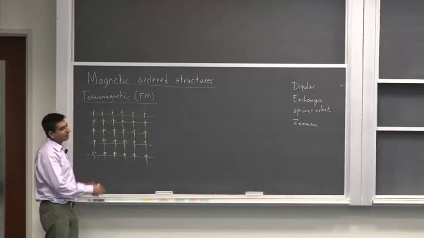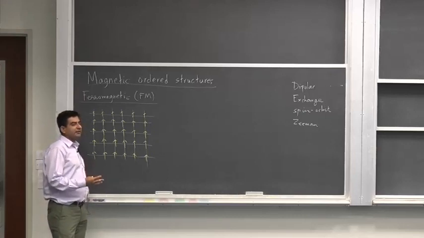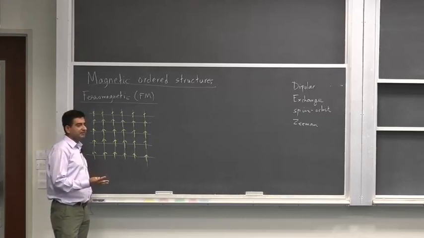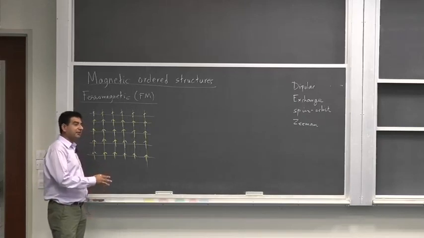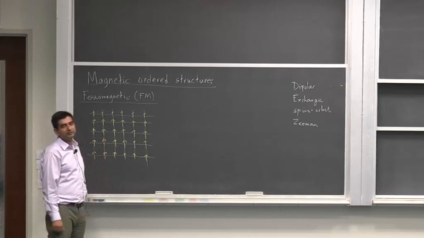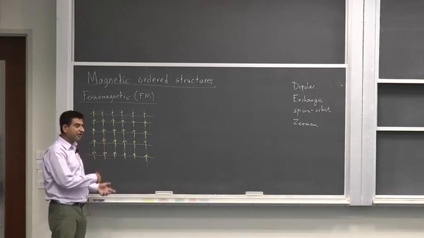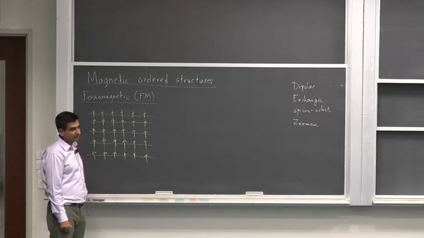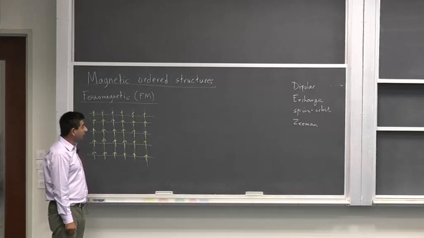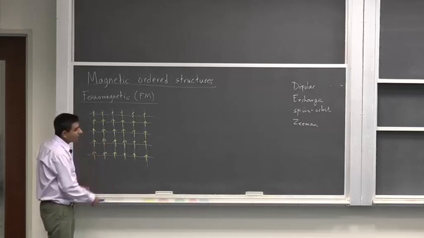Now, why does this ordering come about? Even before the advent of Heisenberg's exchange interaction, there was a model proposed that described this kind of ordering. That was due to Weiss in 1906. We're going to study that model today. No, it's due to the exchange interaction. We'll study why this kind of ordering appears.